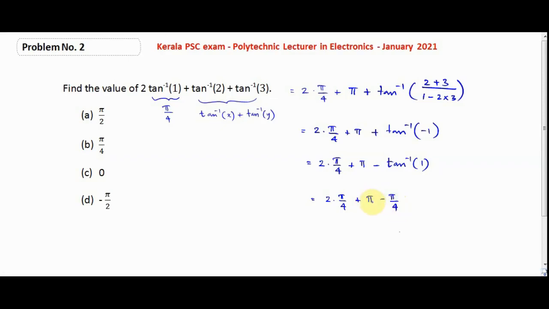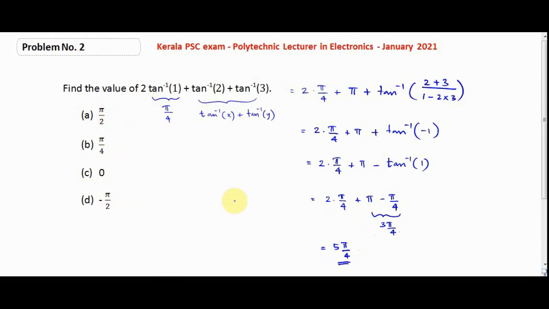Okay, and this pi minus pi by 4, it's nothing but 3 pi by 4. Okay, so this will be 3 pi by 4. Okay, and here we have 2 pi by 4, that is added with 3 pi by 4 to get the final result as 5 pi by 4. So here the right answer is given by none of the options what we have here.